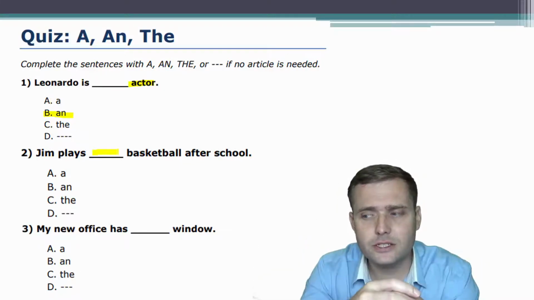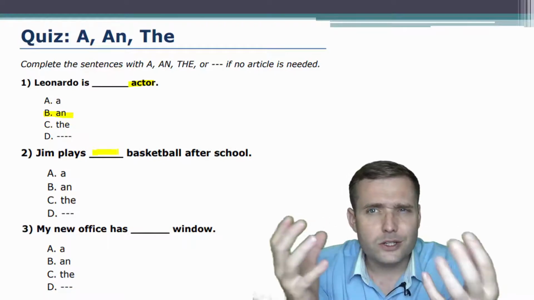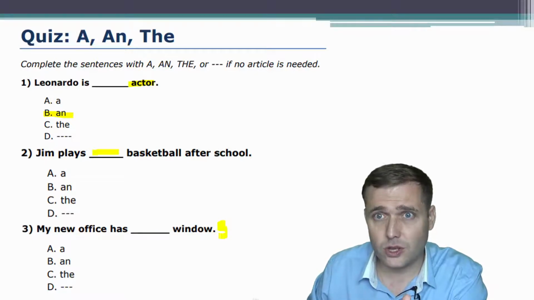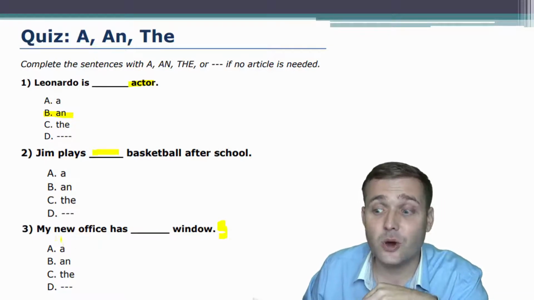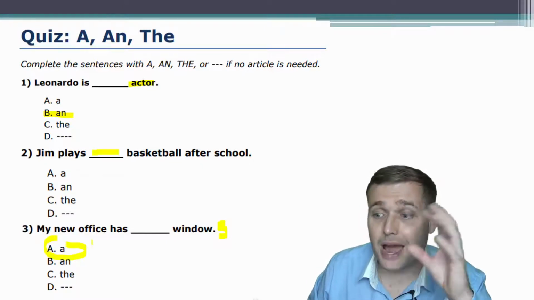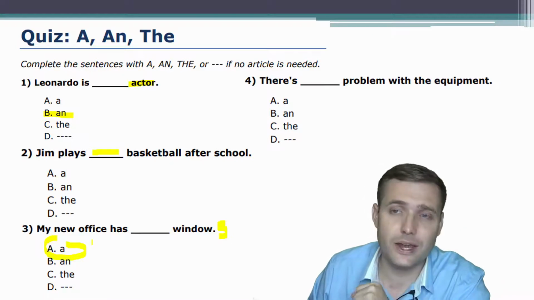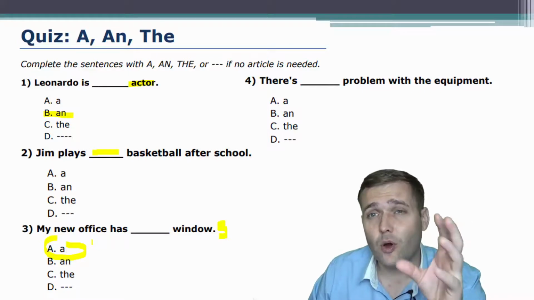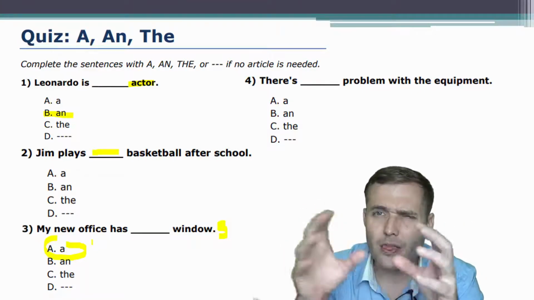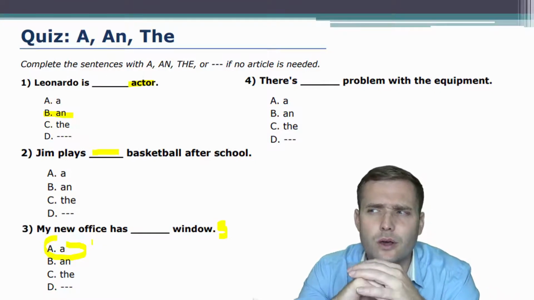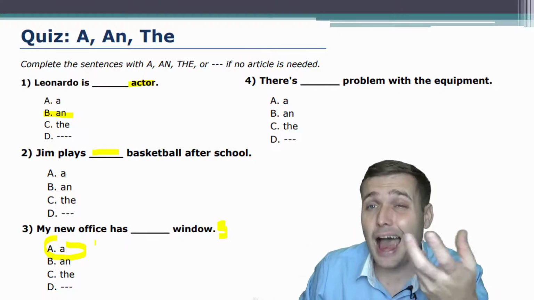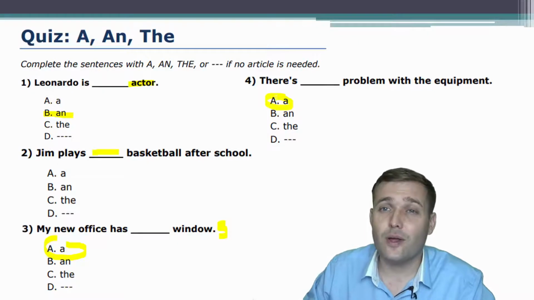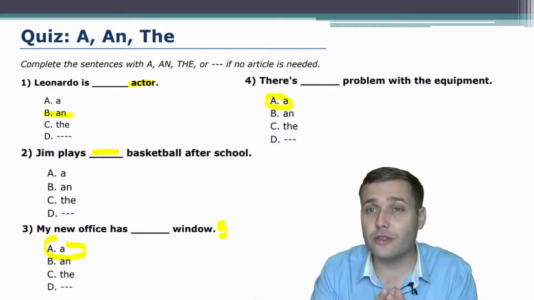My new office has blank window. So here we can see that there's no S, right? So it only means one window. So we say a window. My new office has a window. Only one though. There's blank problem with the equipment. So here we would say there's a problem. There's one problem. Yeah, here we go. There's a problem with the equipment.